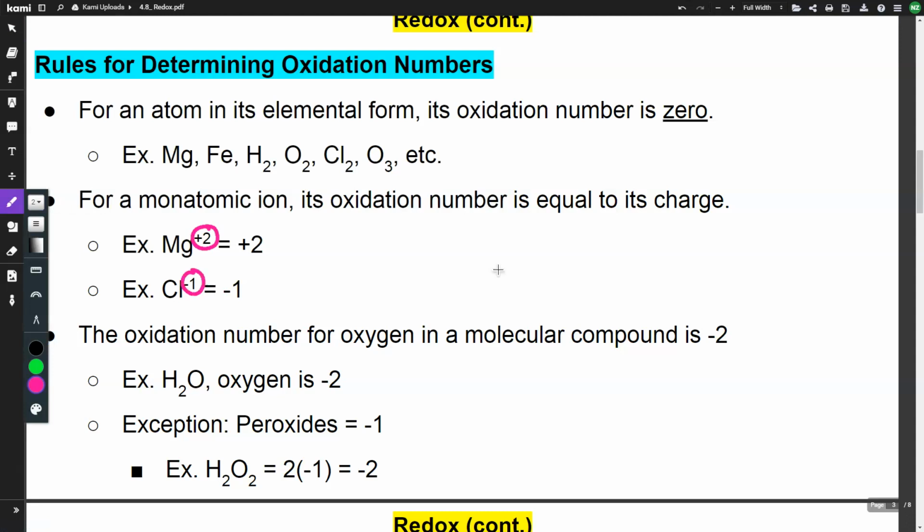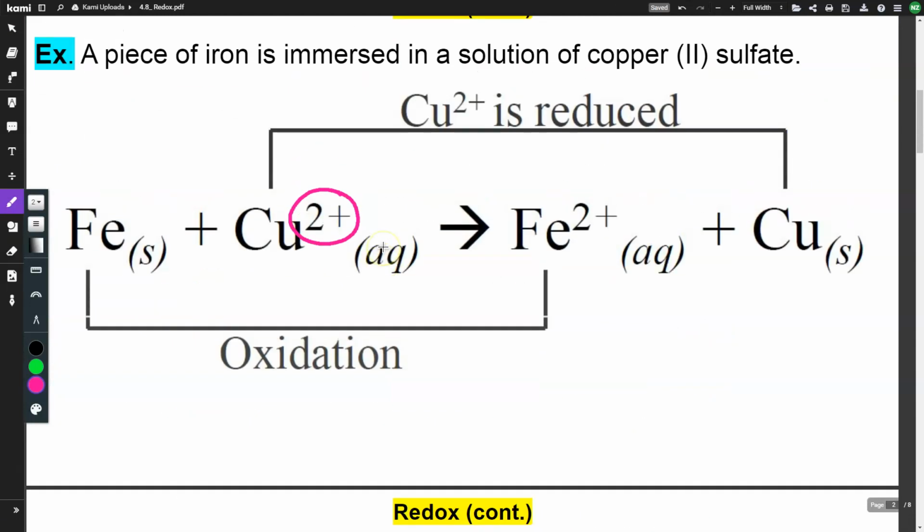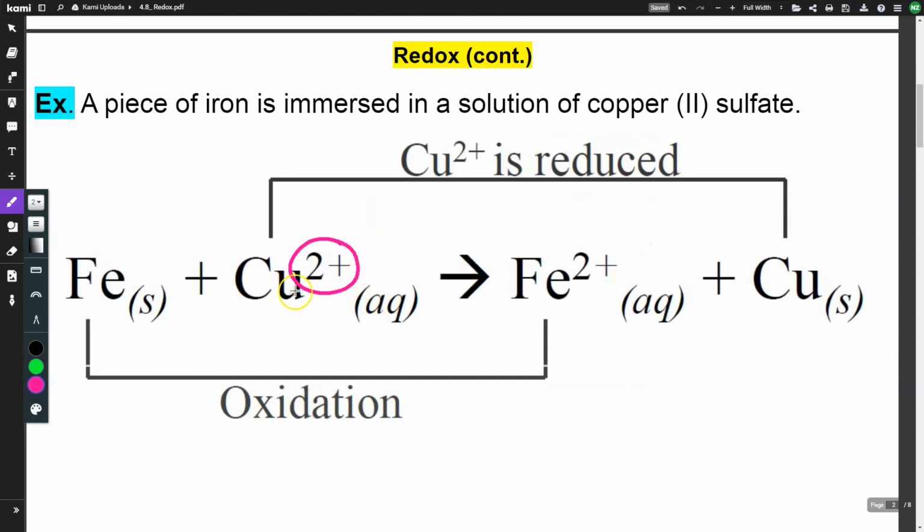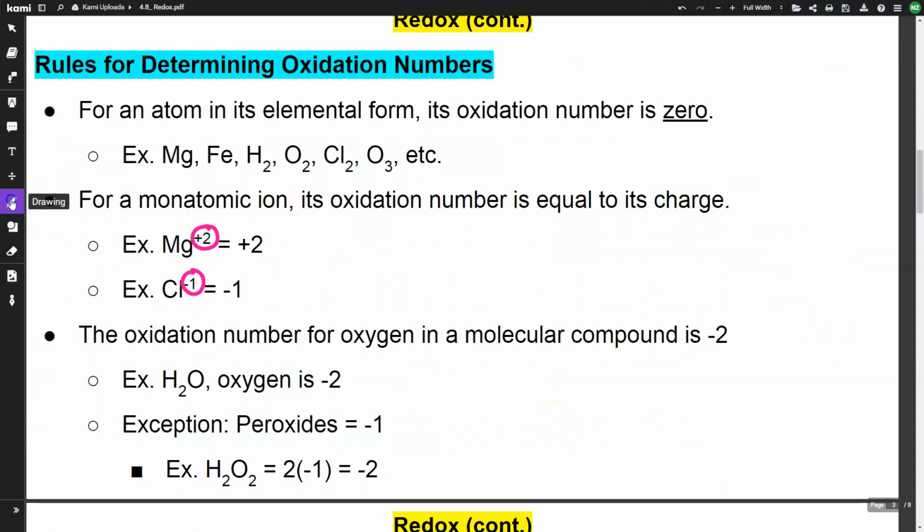So +2, -1. So if you go back up and look at the example that we just did, those were all ions. I had a copper ion and I had an iron ion right here. So whatever the charge of the ion is equal to its oxidation number. The oxidation number for oxygen in a molecular compound is always -2. So in this example where we have H2O, the oxidation number for oxygen is going to be -2. The exceptions are peroxides, where oxygen will have an oxidation number of -1.